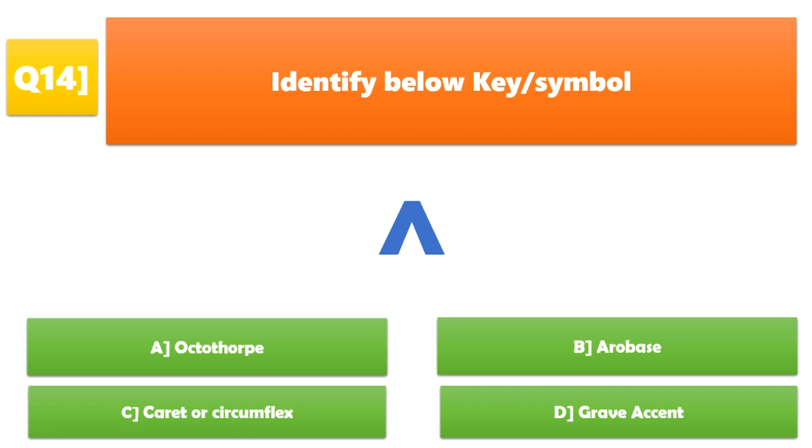Identify the below key or symbol. A. Octothorpe, B. Aerobase, C. Caret or circumflex, D. Grave accent. C. Caret or circumflex is the correct answer.